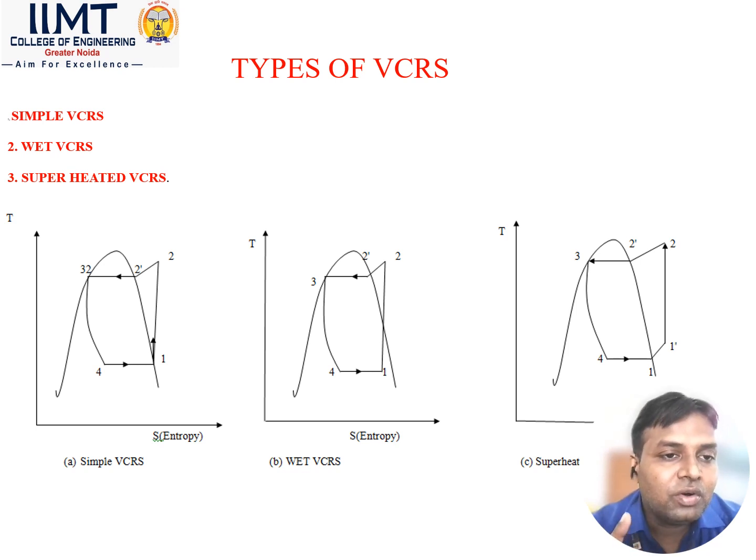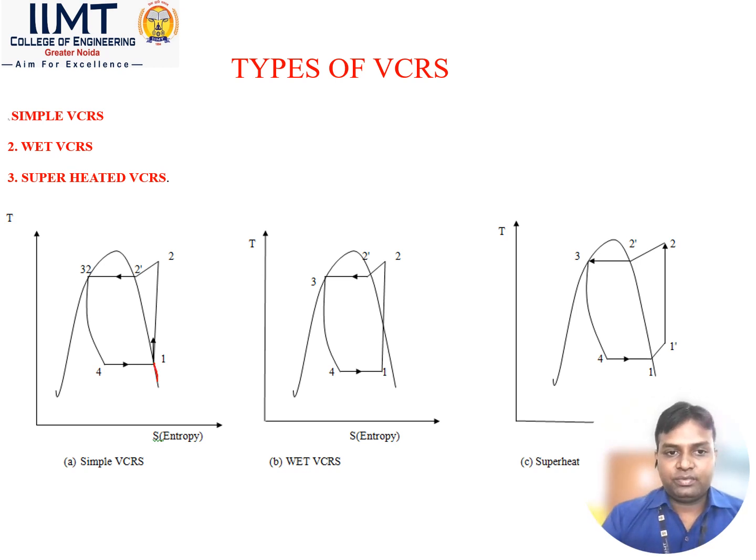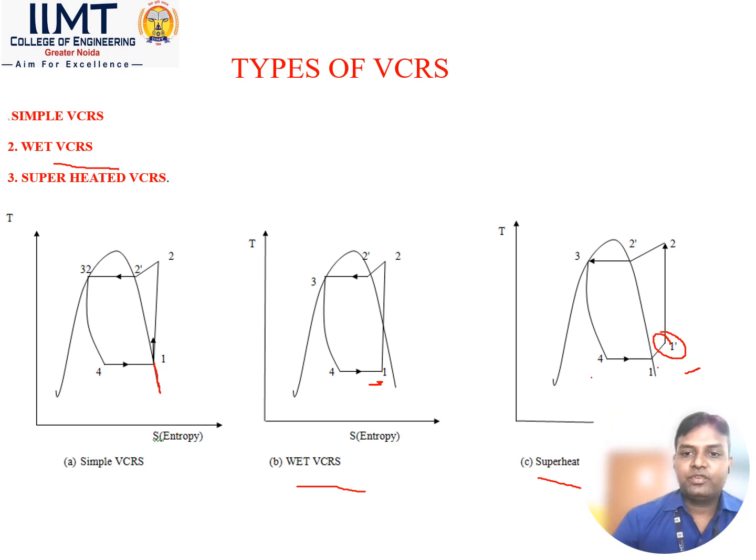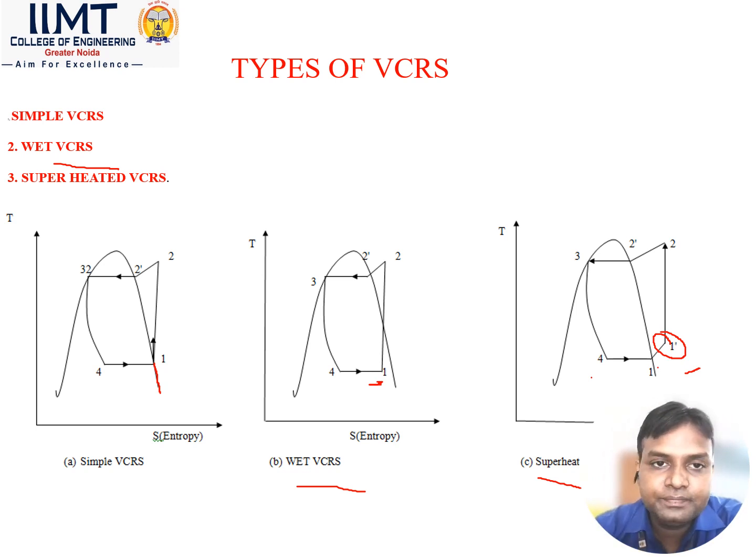They are classified on only one point of location, which is the inlet of the compressor. If the inlet of the compressor is at the dry saturated point, like here on the saturation curve, then it is called the simple vapor compression refrigeration system. If the inlet of the compressor is in the wet region, then it is called the wet vapor compression refrigeration system. And if the inlet of the compressor is in the superheated region, because here is the superheated, this is the wet, and this is saturated, then it is called the superheated vapor compression refrigeration system.